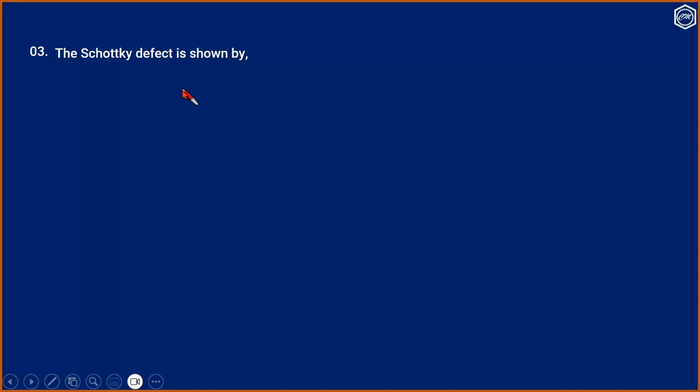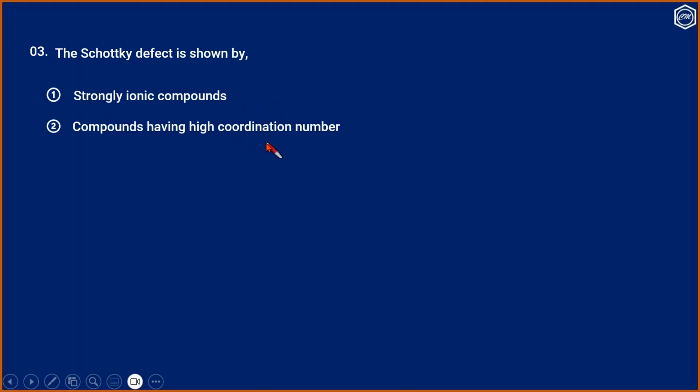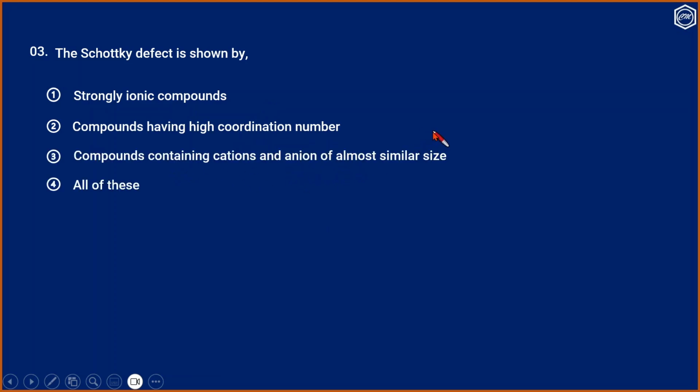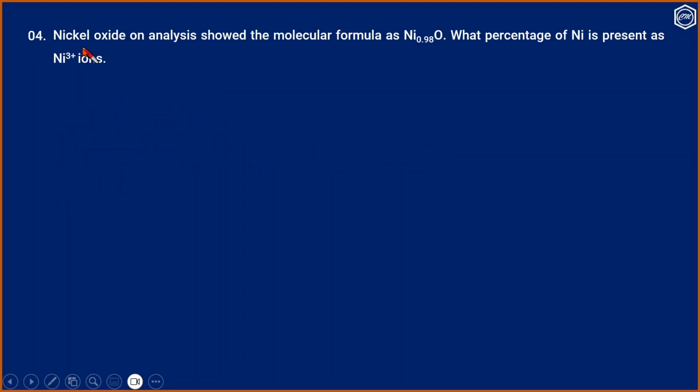The Schottky defect is shown by strongly ionic compounds having high coordination number, compounds containing cation and anion of almost similar size, all of this. So the answer is all of this. Question number 4. Nickel oxide on analysis showed the molecular formula as Ni0.98O. What percentage of nickel is present as Ni3+ ions? Option 1 96%, option 2 4%, 98% and 2%.